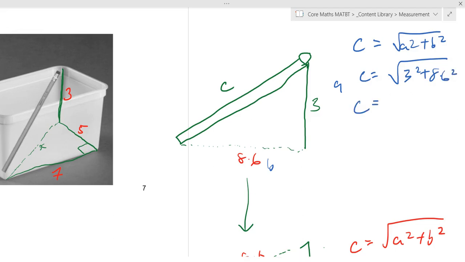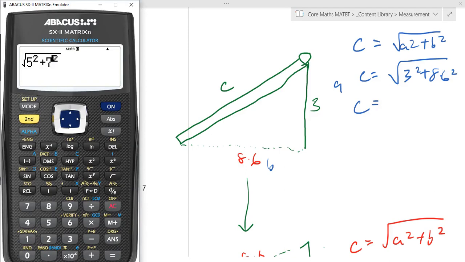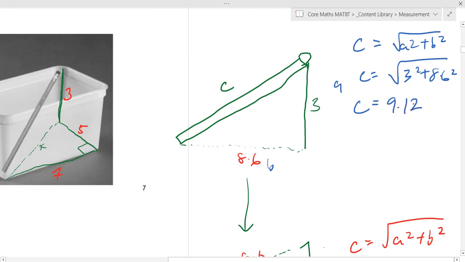So what does that equal on my calculator? 3 squared plus 8.6 squared. That equals 9.12. Therefore, the length of c, which is this, is 9.12, I'm assuming in centimeters.